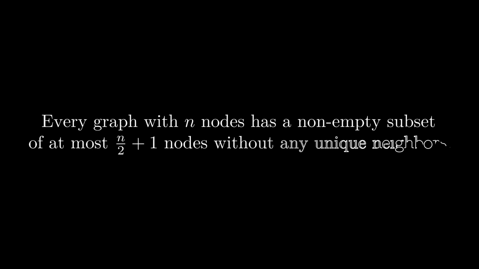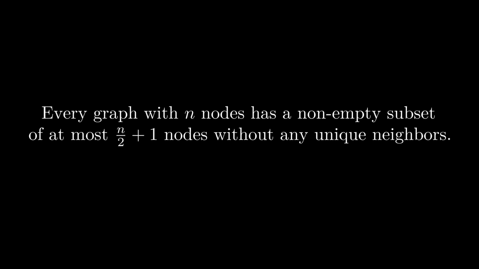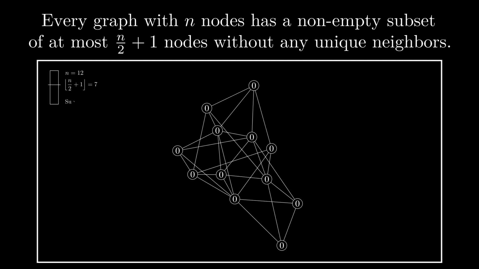The theorem says that in every graph with n nodes, there is a small enough non-empty subset of its nodes without any unique neighbors. Let me explain it in an example. Here is a graph with 12 nodes. That means we are looking for a subset of at most 7 nodes.